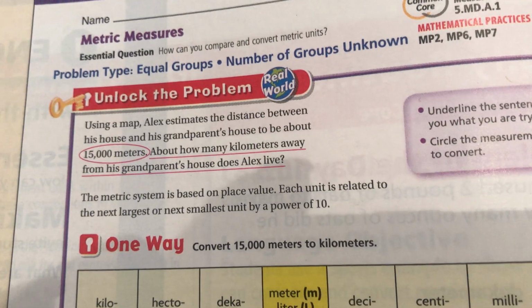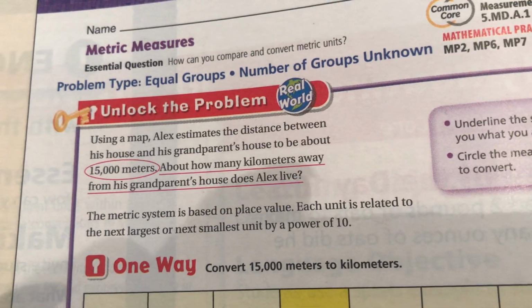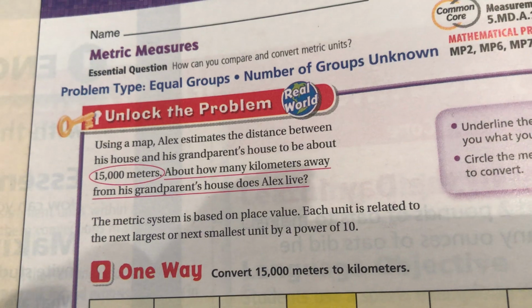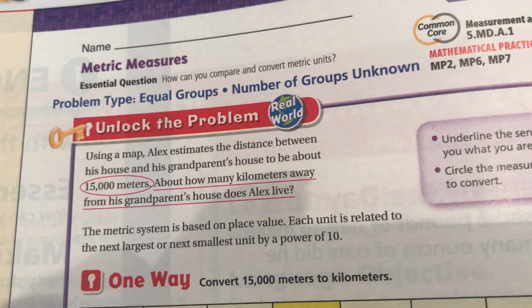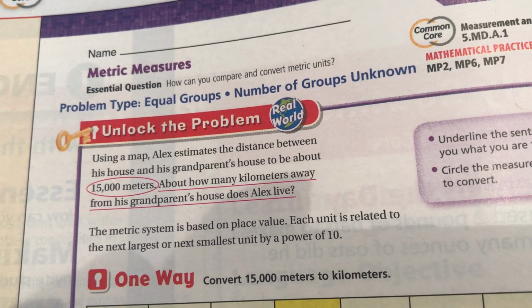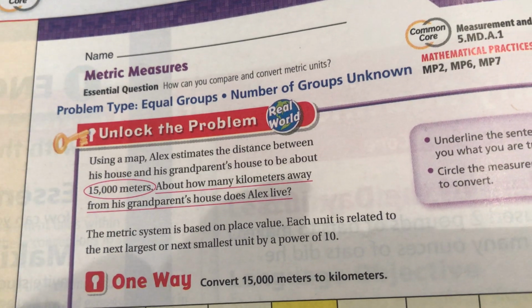Right, we're going to do Unlock the Problem on page 611. Using a map, Alex estimates the distance between his house and his grandparents' house to be about 15,000 meters. About how many kilometers away from his grandparents' house does Alex live?